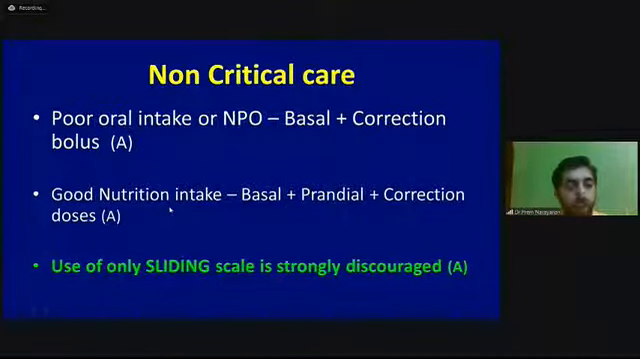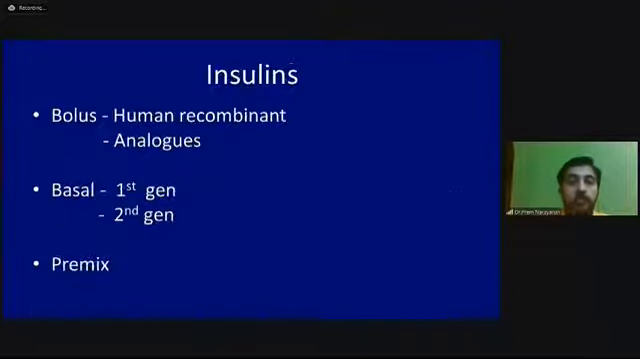If the patient has good nutritional intake, then we should start basal insulin. The patient should also have prandial insulin to cover the meal, and correction bolus doses should also be given. This is again a grade A recommendation from ADA. Use of only sliding scale is strongly discouraged. Previously, a pattern called sliding scale used to be used. We'll come to that also next.